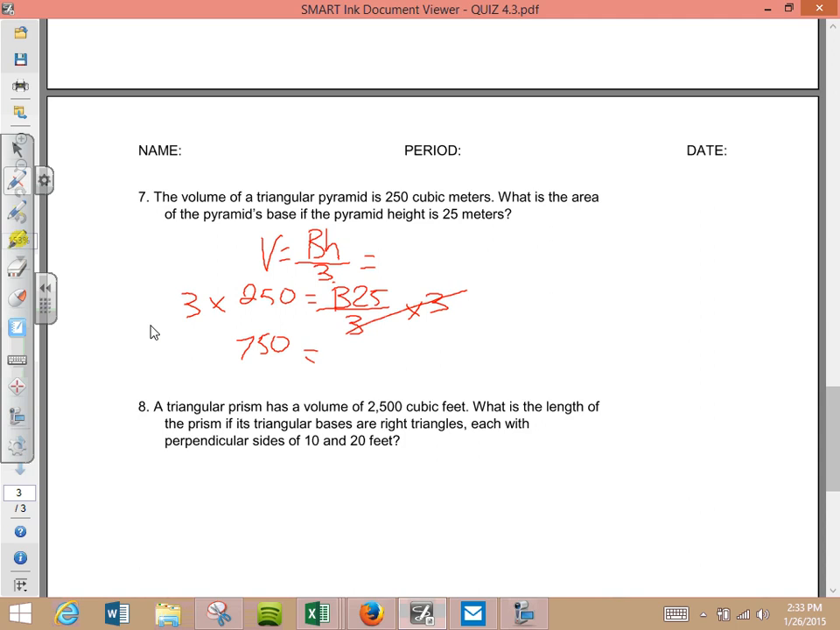Don't overanalyze anything. It just goes away. I can show you mathematically how, but I want you to understand that it goes away. And you end up with this, right? Divided by 25, and divided by 25. And you get what? B equals 30. That's it.